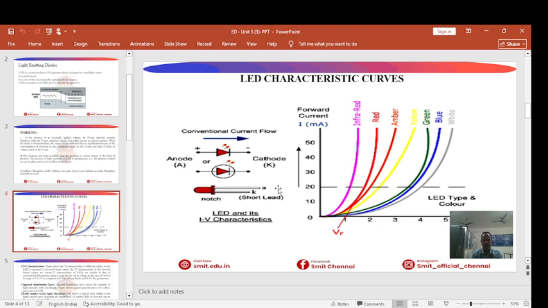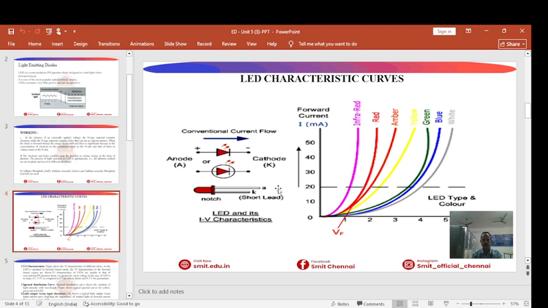Initially the current is very small, and after the threshold voltage the current increases rapidly. Typically, the forward voltage of a red LED is around 1.6 to 2 volts, green LED around 2 to 2.4 volts, blue LED around 3 to 3.5 volts, and white LED 3 to 3.6 volts. The reverse voltage rating is generally less than 5 volts.